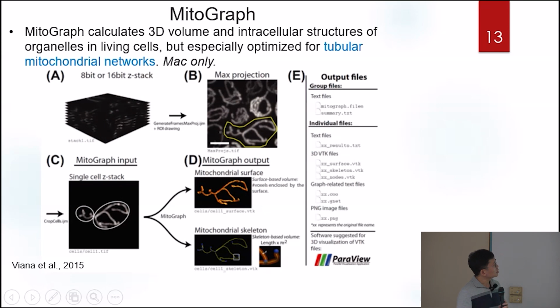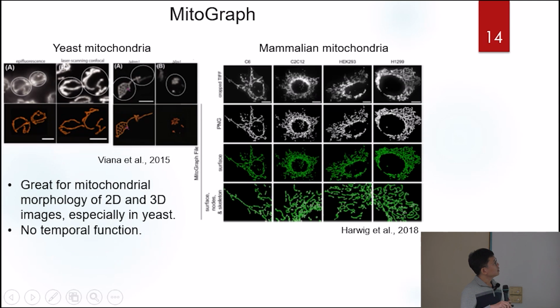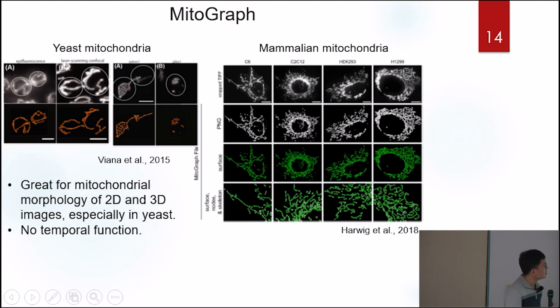I have to mention that they developed version 1, and now they have developed version 2, but there is no website anymore. You can download it. I think it's written in Python, but it's incorporated in ImageJ. However, they only wrote the Mac version, so if you are a Windows user, you cannot use this algorithm. And version 2 applied MitoGraph to mammalian mitochondria, and it seems to work pretty well. You can still see the tubular mitochondria, and there should be some nodes in here.